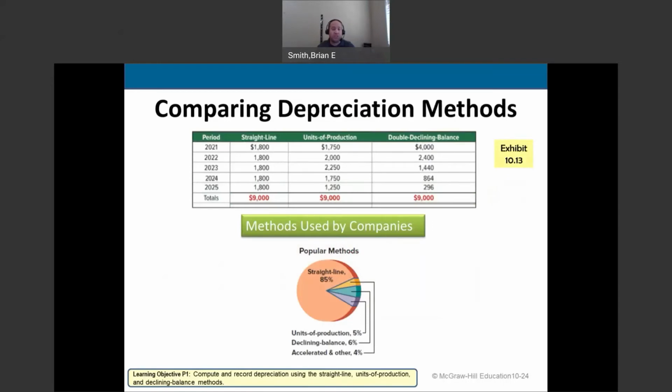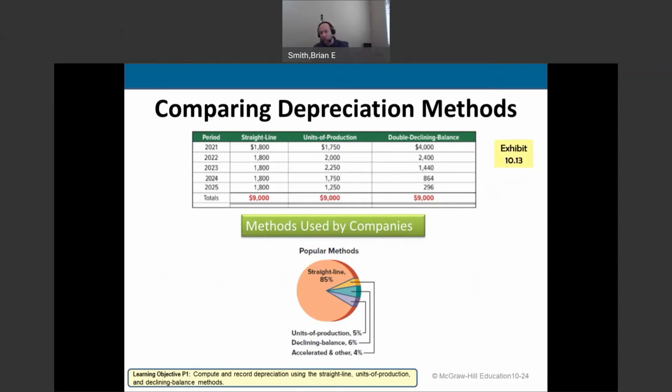Comparing the depreciation methods, you can clearly see that the straight line method is preferred. Why? Because look at this. Look at all three of the methods. Regardless of which method you use, you are going to see that you depreciate the assets by the same amount over the life of those assets.